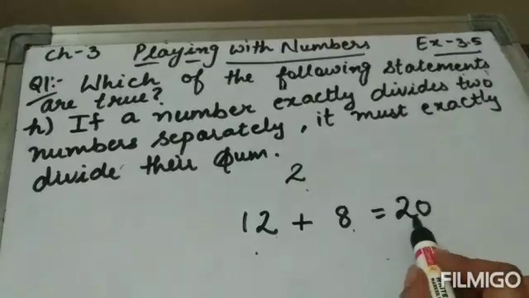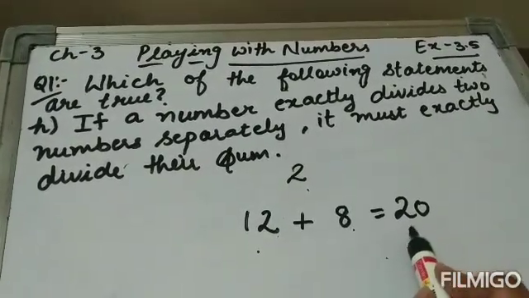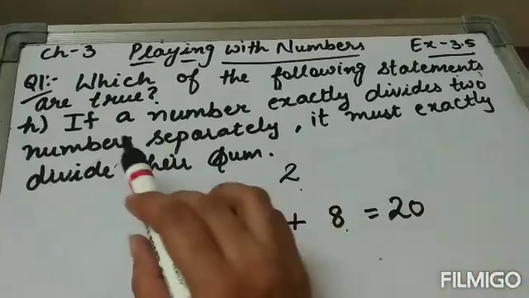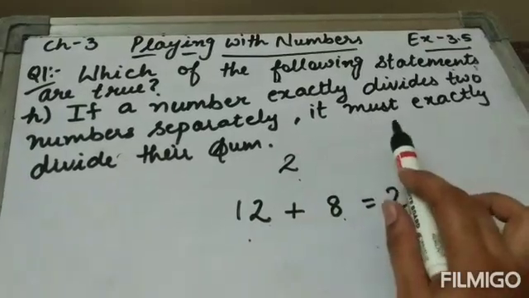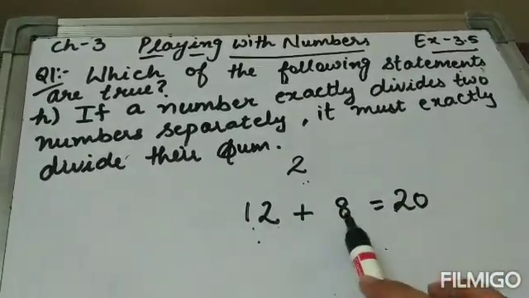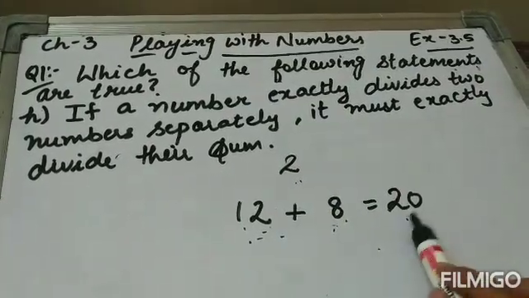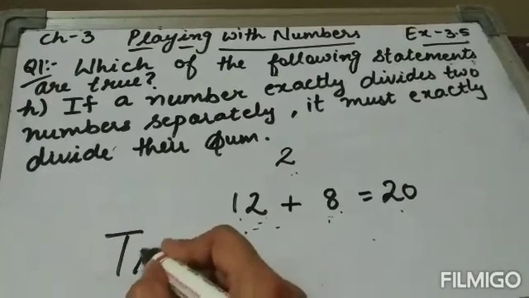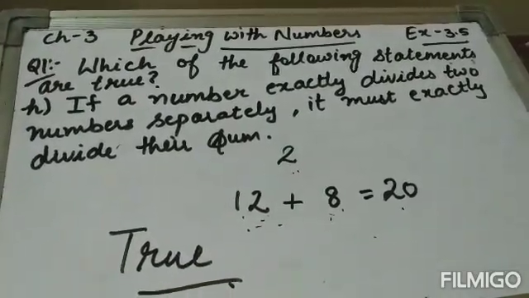Okay, I will get 20, and 2 divides 20 also. That means if a number exactly divides two numbers separately, it must exactly divide their sum. 2 divides 12 and 8 both, so 2 divides their sum also. 2 divides 20 also. So this statement is totally true. Okay, so H part is totally true.